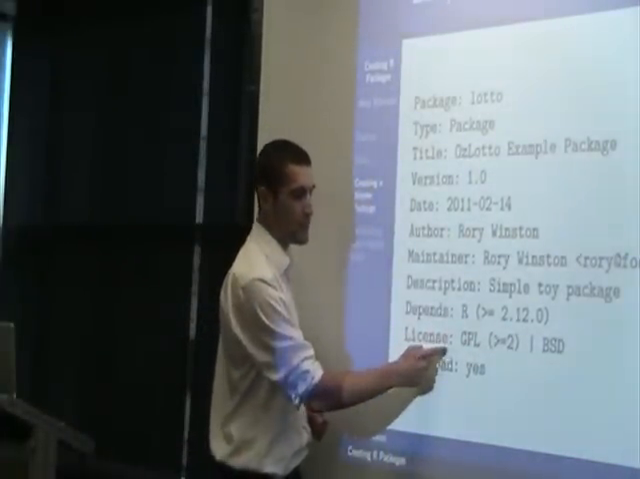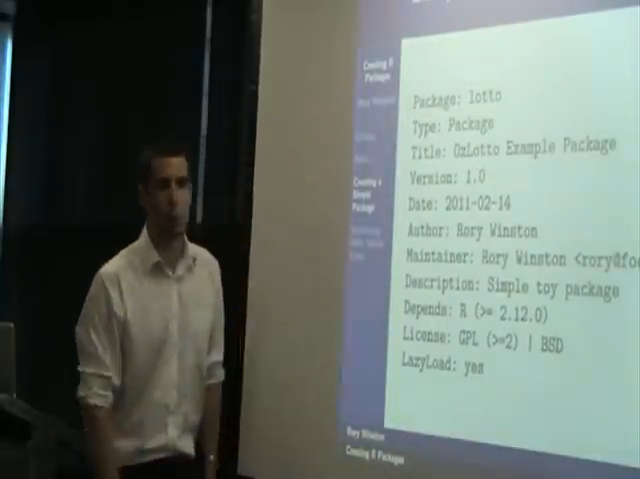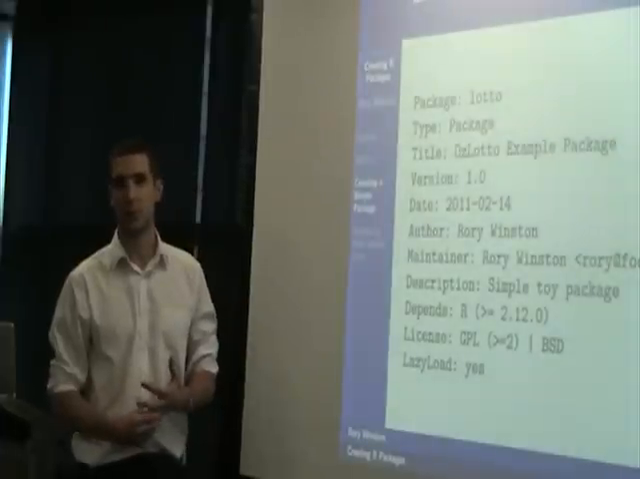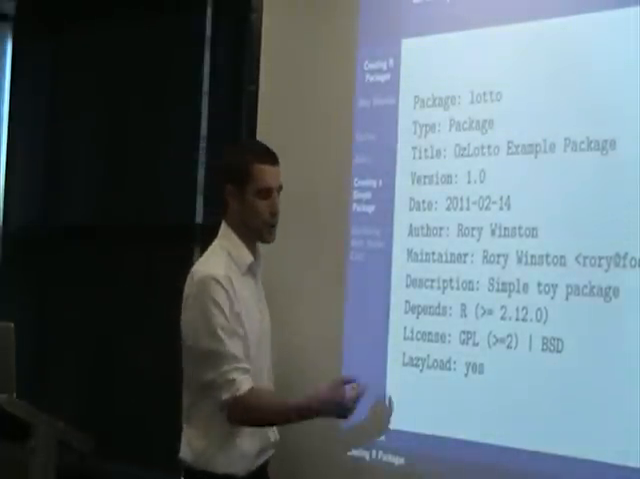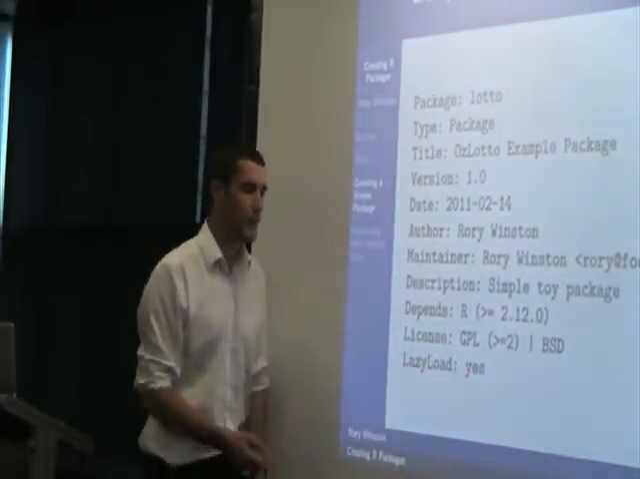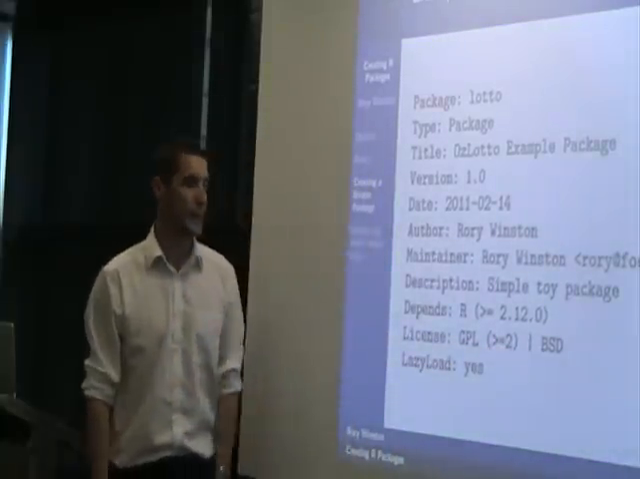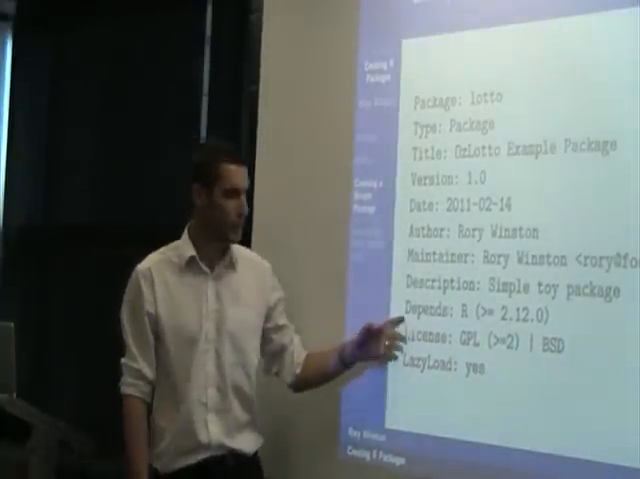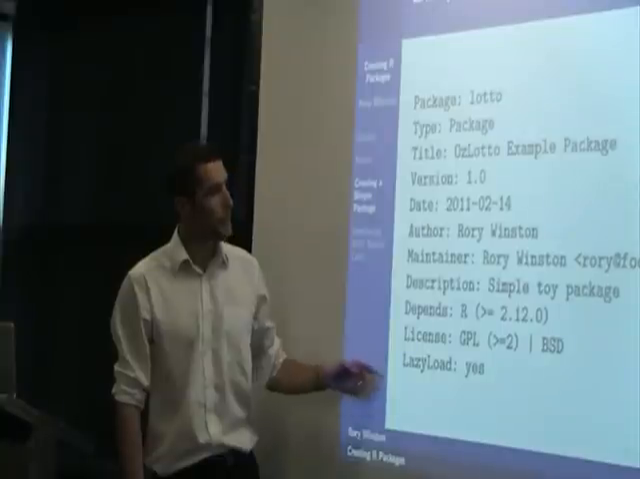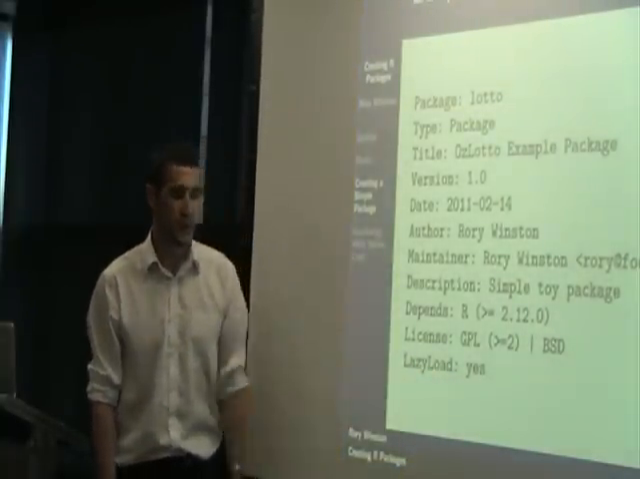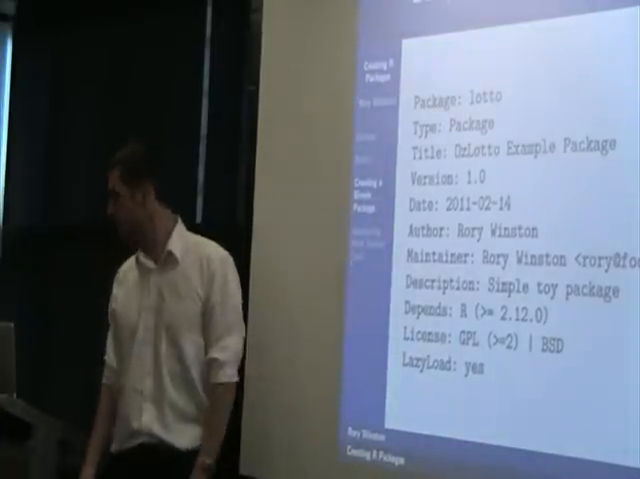There's also a license field, which is where you specify what license your package is released under. Most of the R stuff is released as GPL, but you're free to put in any sort of open source license that's supported. And the final field, which is also mandatory, is the lazy load field, which I'll tell you about in a minute.